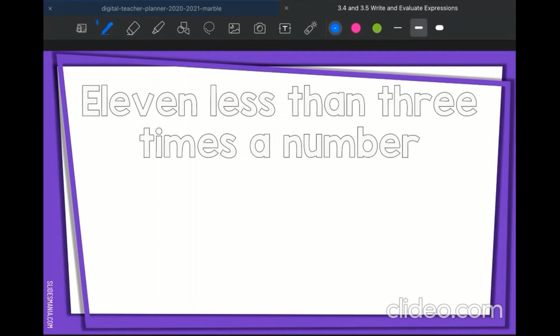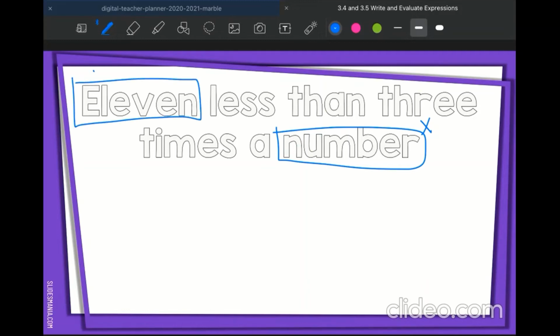Number. What do we want number to represent? X. I heard X. I'm sorry, Z looks like a 2. You have to be careful. Don't use Z. 11, good. Where's another number? 3.